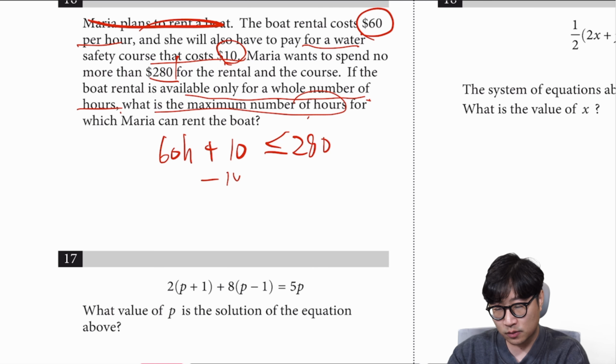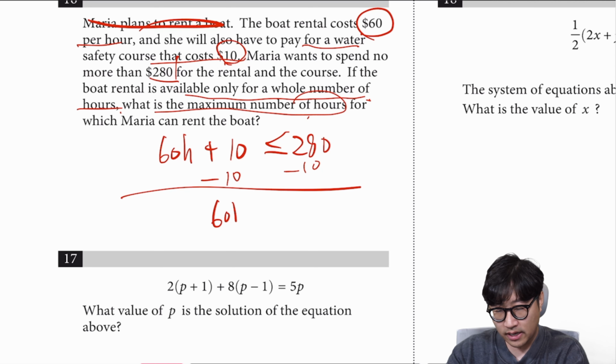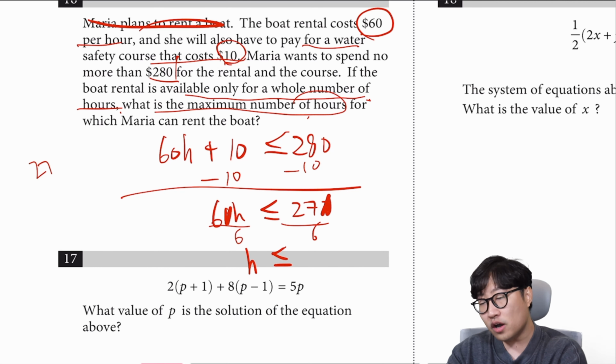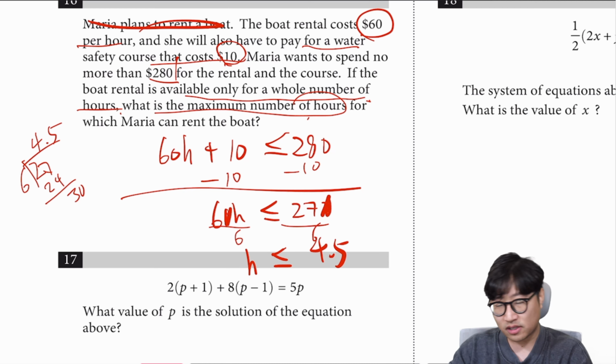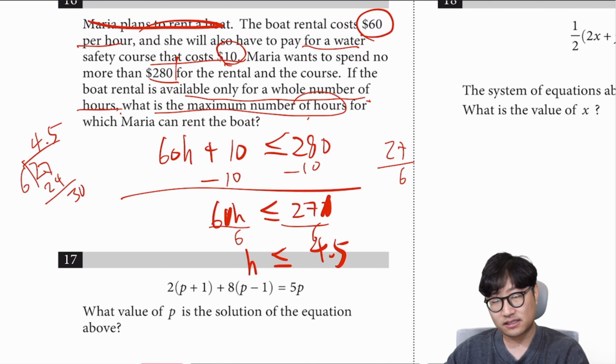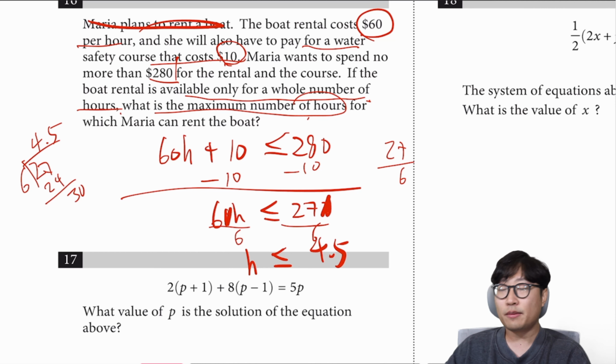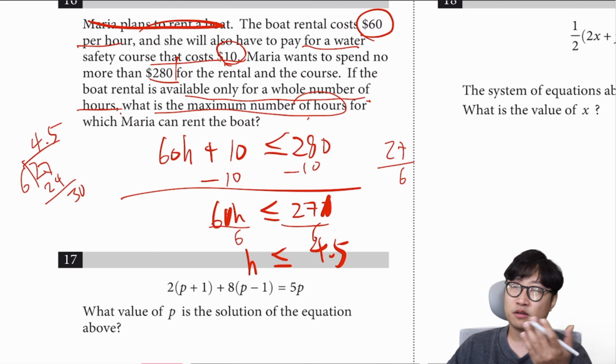Okay, so first of all, subtract 10 on both sides. So you get 60H is less than or equal to 270. Cancel the zeros and then divide by 6. The point is H is less than or equal to, if you want to do this, you can go ahead and do that, and that'll be a 4.5. But for me, I was just like, okay, 27 divided by 6, well, it's going to be a little more than a 4. Definitely not 5. It's going to be a 4.5.